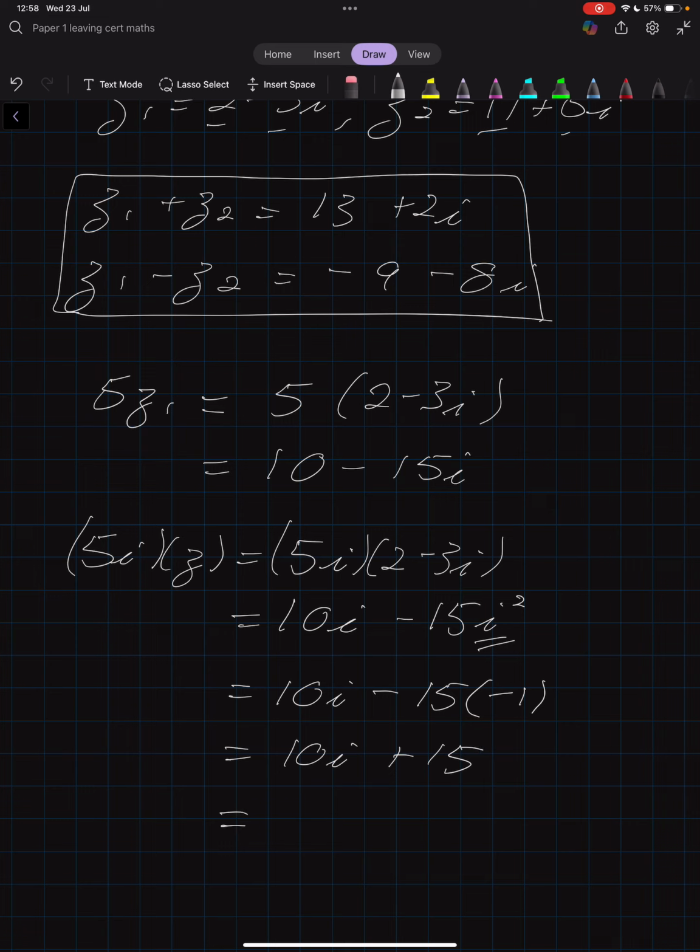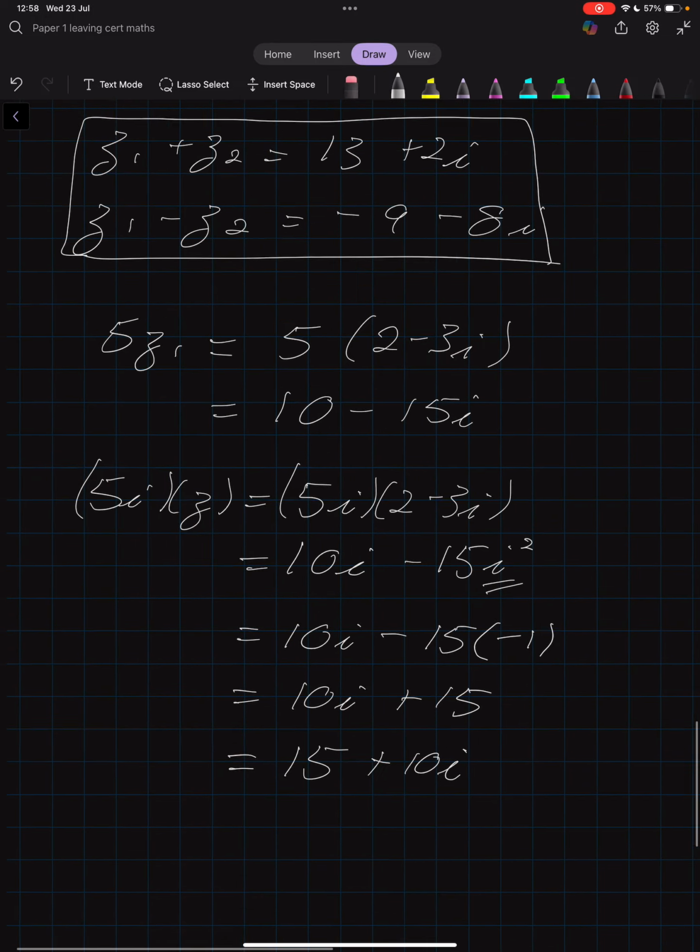Typically, we write the real part first and then the imaginary part. There's nothing concrete about that. It's just that's typically what's done. Okay, so this is going to be 15 plus 10i. So that's how you add, subtract, and then multiply complex numbers by a certain constant. Okay? So hopefully that's all okay.